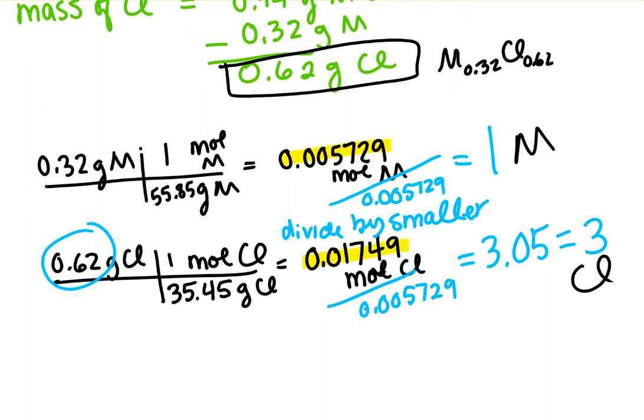So my empirical formula is metal Cl3. Like I said, that's the number I determined. Yours will probably not be a 3. You need to figure out what yours is.